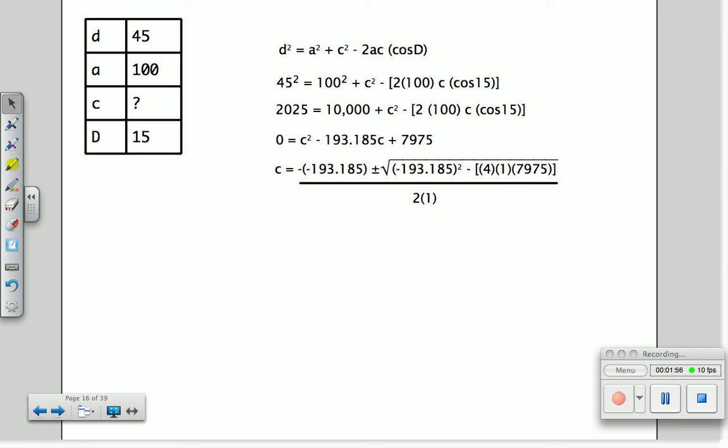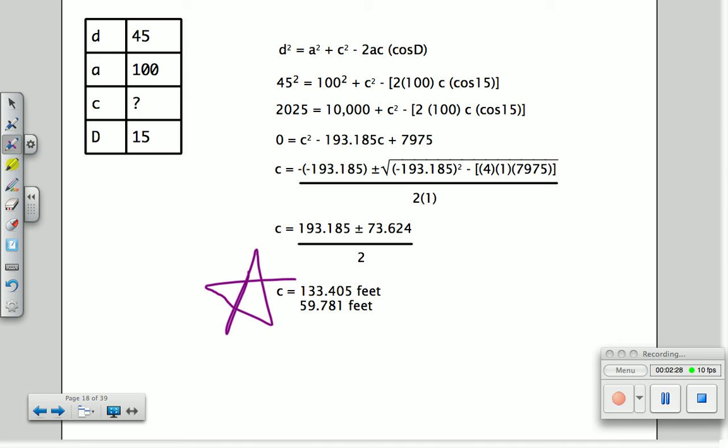So C equals the negative of negative 193.185 plus or minus the square root of negative 193.185 squared minus 4 times 1 times 7,975, all divided by 2 times 1. When this formula is simplified, C equals 193.185 plus or minus 73.624 all over 2. When solved, C equals 133.405 feet or 59.781 feet. And remember to round to 3 decimal places.